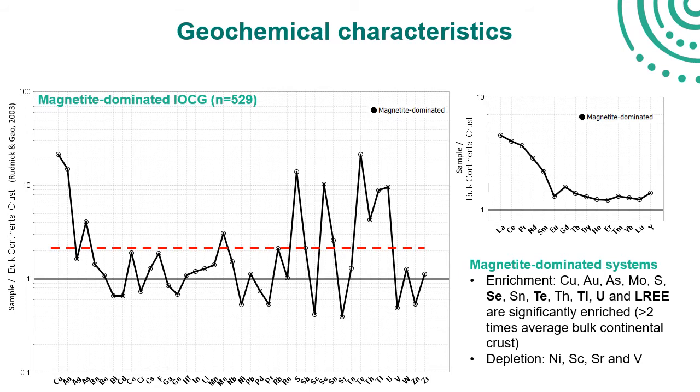Considering two times crustal abundance is significant, and marked there with a red dashed line, magnetite dominated systems are characterized by enormously high values in the listed elements on the bottom right there, but in particular, in addition to copper and gold, whole rock values around 10 times average values for selenium, tellurium, thallium and uranium. Also characteristic is a very clear, steep, light rare earth enrichment trend.